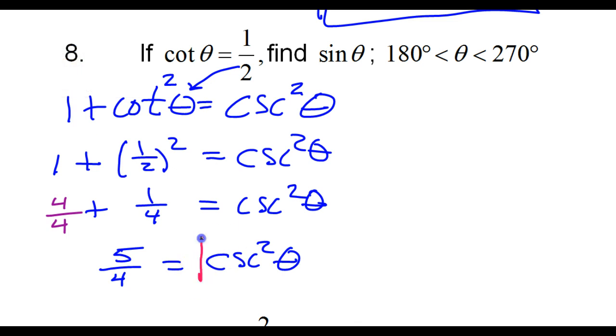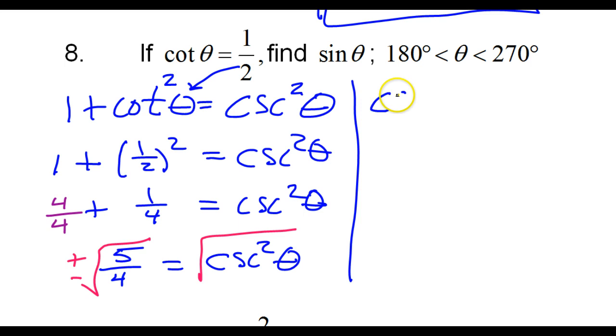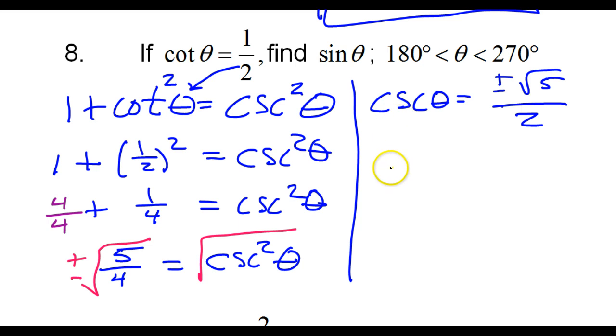Then you need to take the square root of both sides. Don't forget that your solution will be positive or negative. So that gives me cosecant theta is equal to plus or minus radical 5 over 2. Now what we want is the sine function. So we know that sine is the reciprocal of cosecant. So if I want the sine of theta, I'll do the reciprocal of this. So this will be plus or minus 2 over radical 5.